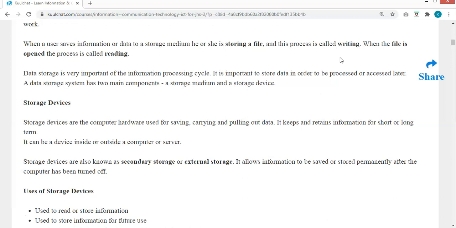Now, data storage is very important to the information processing cycle. In J.H.S 1, we learned about the information processing cycle.